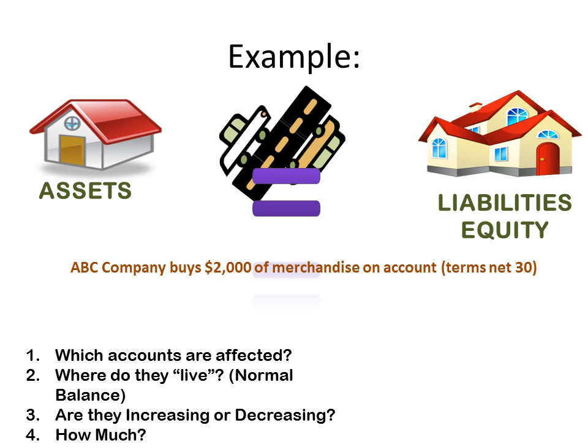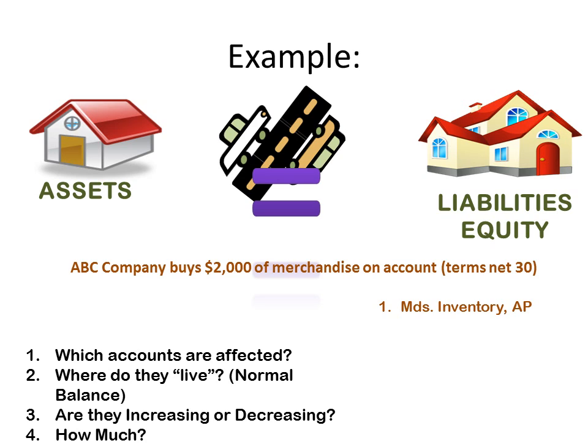Let's say this company buys $2,000 of merchandise on account. That means they're not paying for it yet. Okay, well, which accounts are affected? First of all, we have merchandise inventory, or inventory. That's one of the accounts we use when we buy inventory, and I'm assuming here a perpetual method, but let's just keep it simple. It's an asset account, right? And then we haven't paid for it, so we owe for it, and that would be accounts payable.